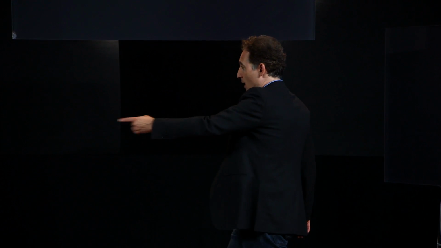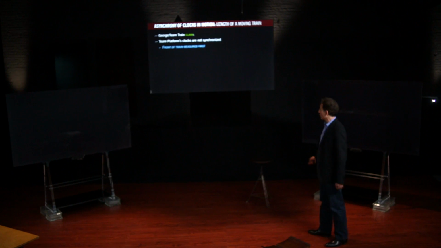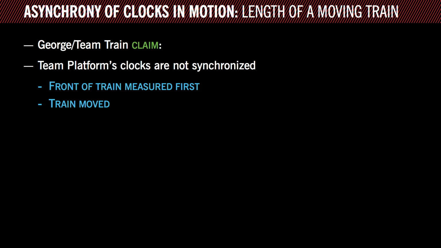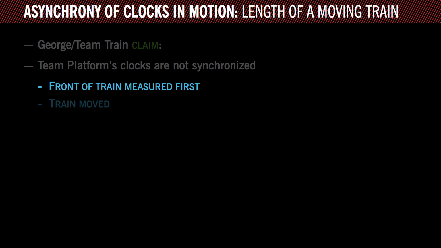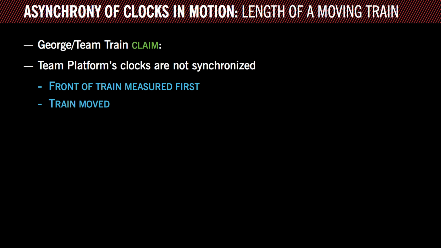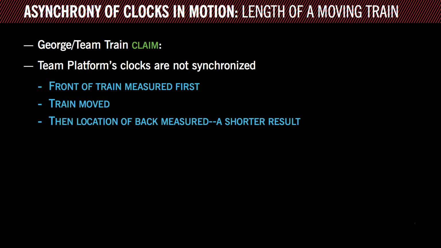Team Train, when we saw the animation, was coming in this direction, right? Which means from the perspective of Team Train itself, the platform is moving that way, right? If the platform is moving that way, we know that clocks that are in the rear of the motion are ahead. Gracie would be in the rear. She's in that direction relative to her friend. So Gracie's clock, according to this reasoning, would strike 12 noon before her friend's clock did. What does that mean? Well, the location of the front of the train is measured first. The train continues to move, and only then is the location of the back of the train measured.